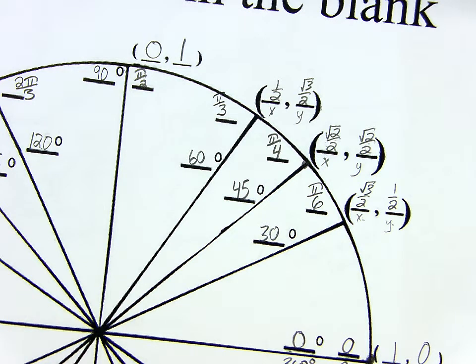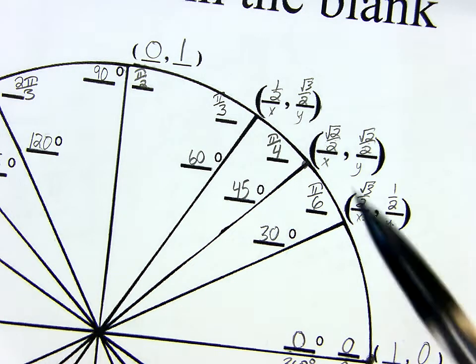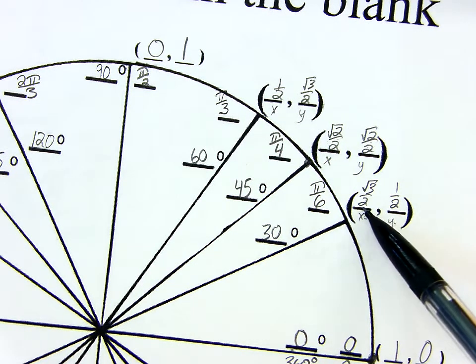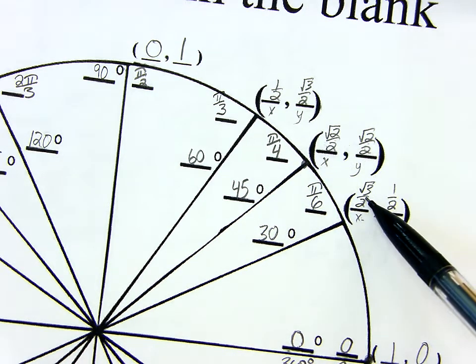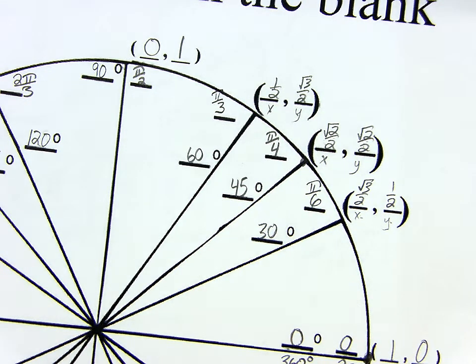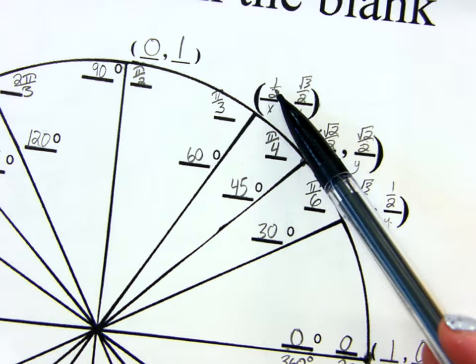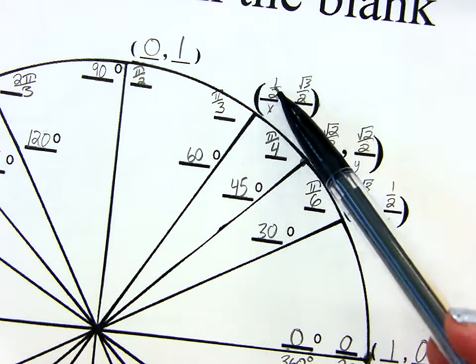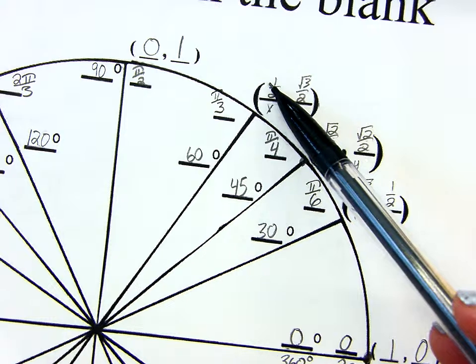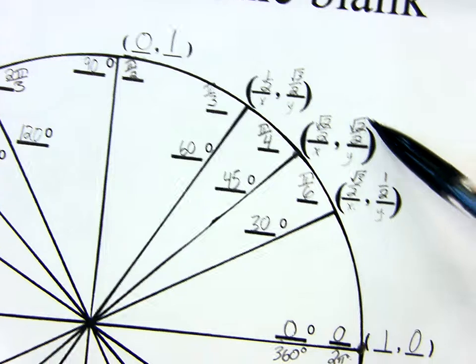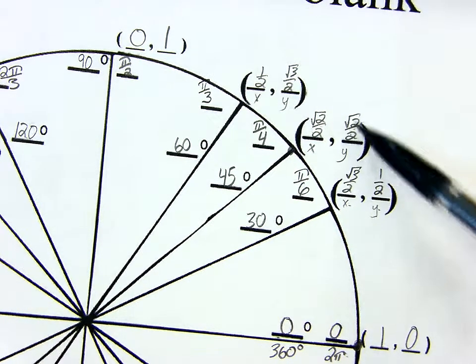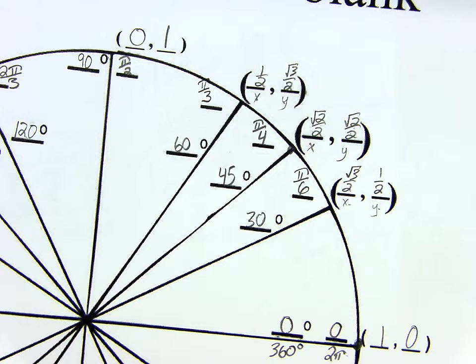Furthermore, there's another pattern here. You ready to watch this? See how all these x values are something over 2? Look at that. Isn't that the square root of 1 over 2, the square root of 2 over 2, the square root of 3 over 2? Square root of 1 is just 1, so normally we don't write the square root of 1 over 2, but same idea. And then this is the same thing, it's just going the other way. Square root of 1 over 2, square root of 2 over 2, square root of 3 over 2. Oh, that's a pattern. That's it.